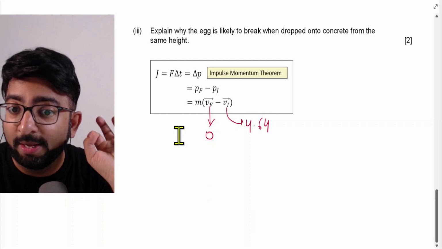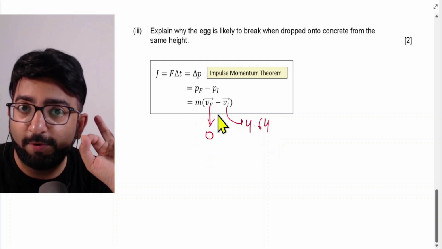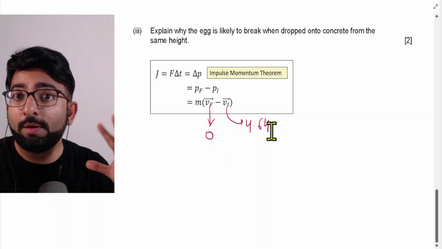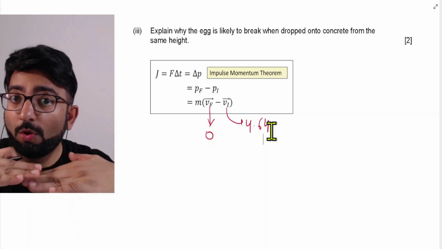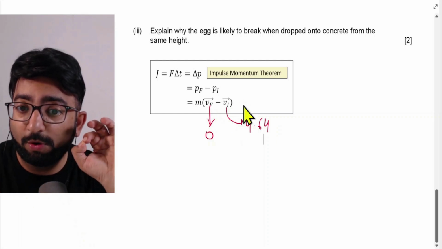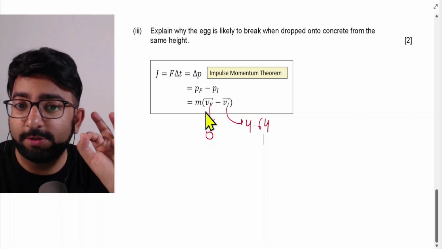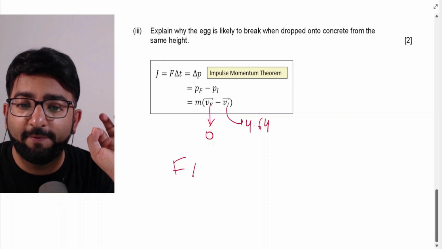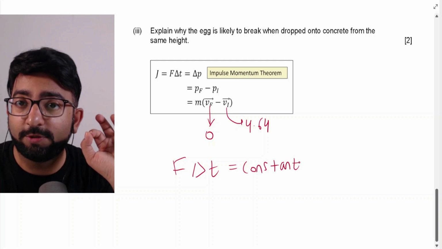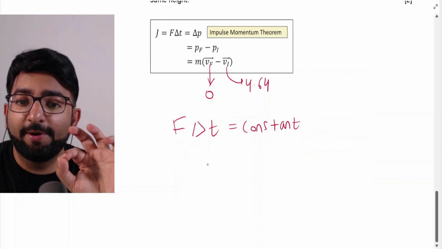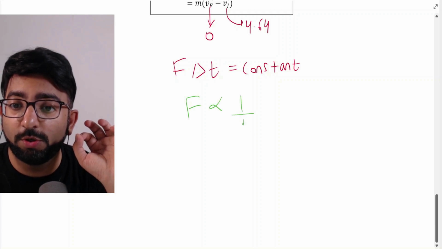So if you analyze, the right side of this expression is a constant because m, final velocity, and initial velocity are all the same no matter what the surface is. It could be the ground or it could be concrete, but the initial velocity and the final velocity are the same. So the right side of this expression is a constant. So we can write F delta t is a constant for both cases, concrete as well as ground. Now, since F into delta t is a constant, we can write force is inversely proportional to time.